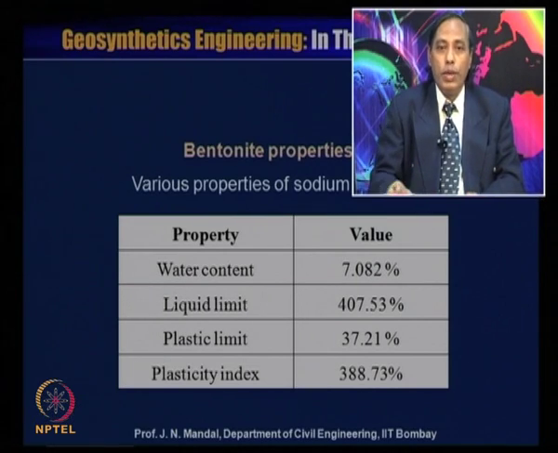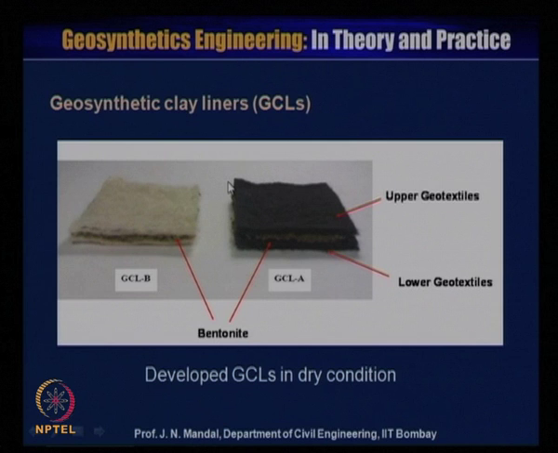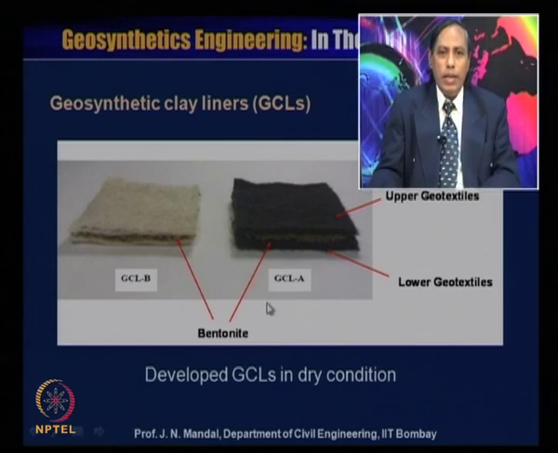So, we have to be equally careful about what kind of bentonite is required for the preparation of the geosynthetic clay liner. Here we have developed two kinds of geosynthetic clay liner, geosynthetic clay liner A and geosynthetic clay liner B. You can see the bentonite is in the middle, this is the lower geotextile, and this is the upper geotextile. Similarly for this GCL B. So, two different types of material, one is GCL A, one is GCL B.